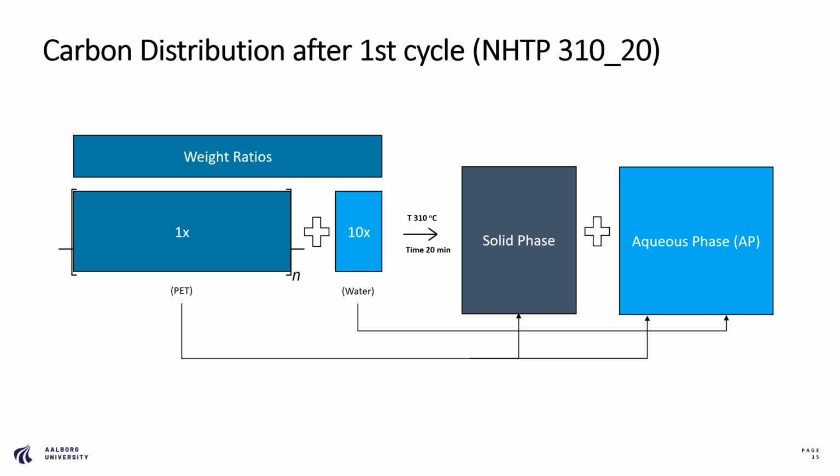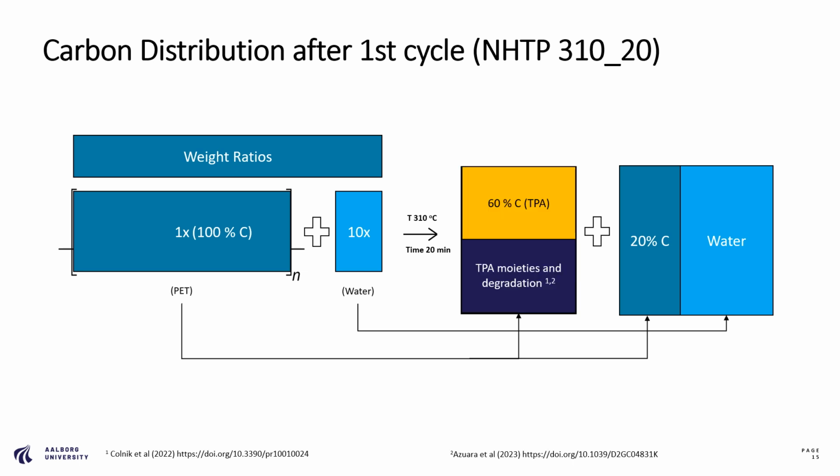Let's examine these results in terms of carbon distribution, focusing on the 310 degrees Celsius NHTP case. In the first cycle, we observe that approximately 80% of the carbon from PET ends up in the solids, while 20% is found in the aqueous phase. Of the 80% carbon in the solids, about 60% is in the form of TPA, with the remainder being TPA moieties and degradation products. For the 20% carbon that ends up in the aqueous phase, 30 to 40% is in the form of EG, with the rest being degradation products.